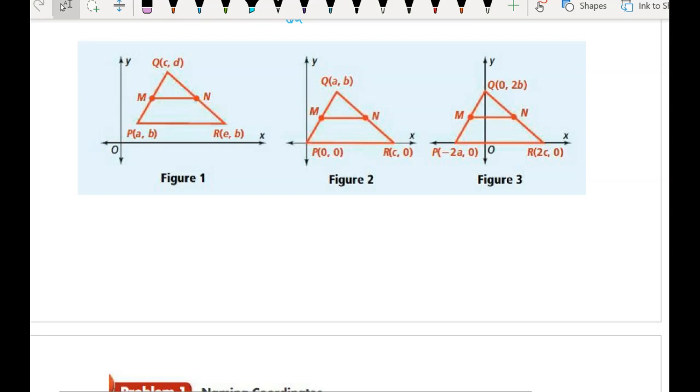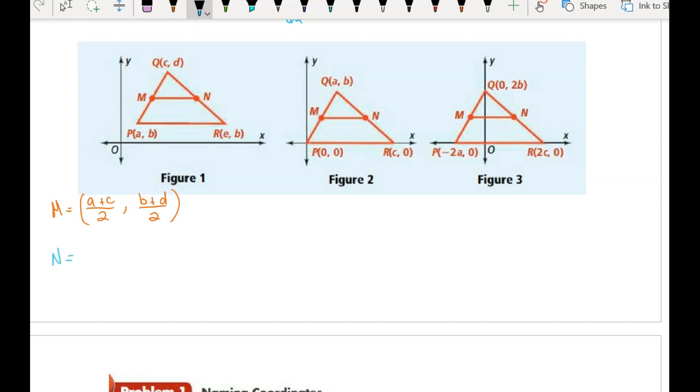Okay, and M and N are the midpoints of their respective sides. So for M, on this first one, M is going to be the sum of the x values. So that's going to be A plus C. And we're going to take the average of that, so we're going to divide by 2. That's the x value of point M. Now for the y value, we're going to do the same thing: B plus D divided by 2.